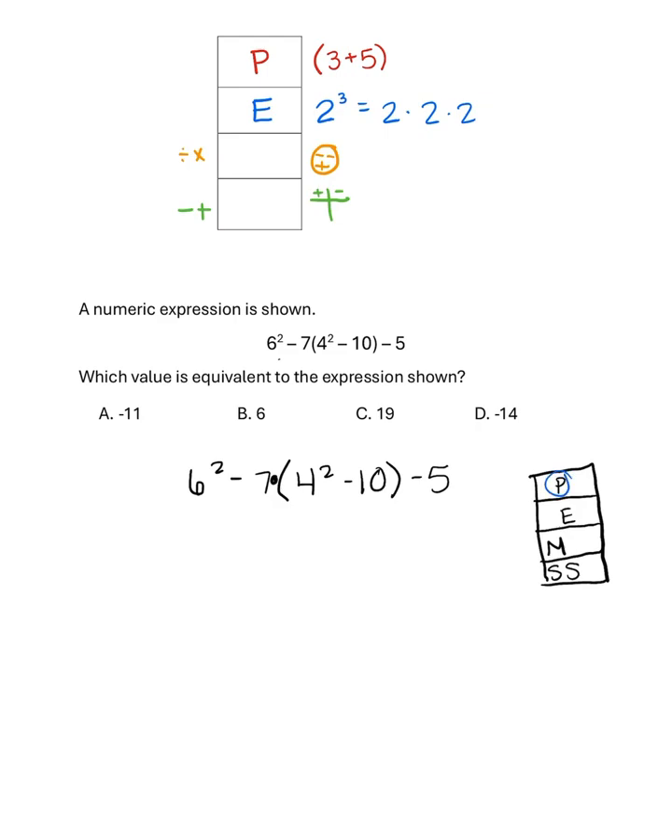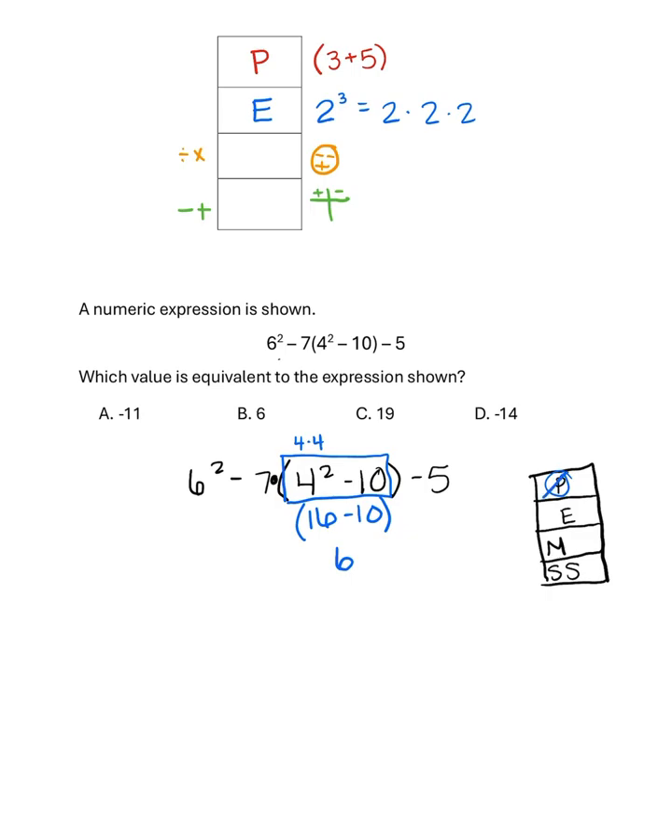Do I have parentheses? Yes, I do. So I need to solve that parentheses. Inside the parentheses, I have exponents and subtracting. So I have to do the exponents first. I still have to follow the order. We cannot subtract and then do an exponent. So that exponent is 4 times 4, and 4 times 4 is 16. And then I have minus 10, and again, that is still in parentheses. We have only done the exponent inside. So now I can do that. What is 16 minus 10? It is 6. So now I'm done with parentheses, and I need to rewrite.